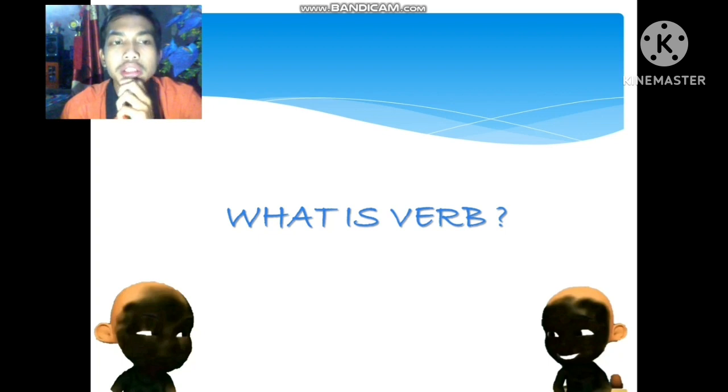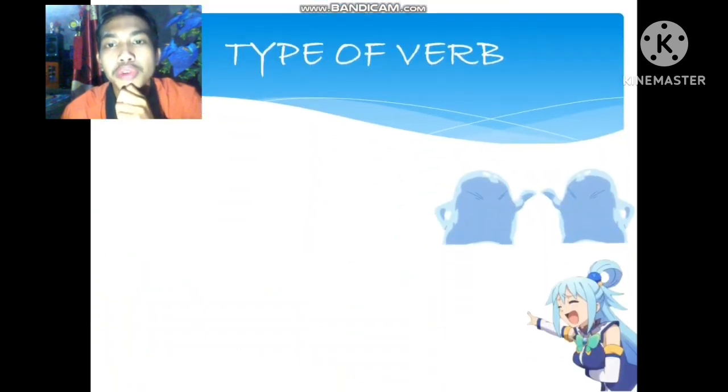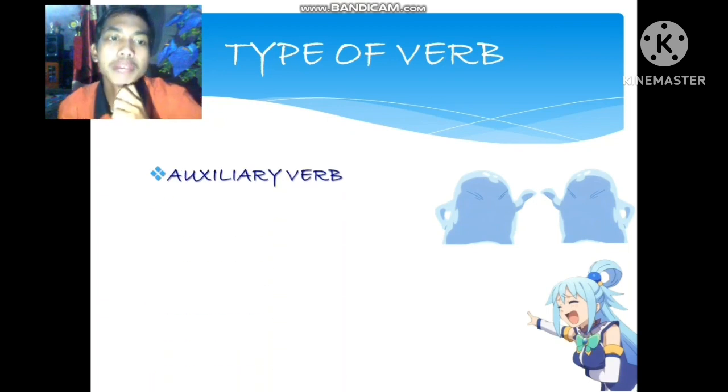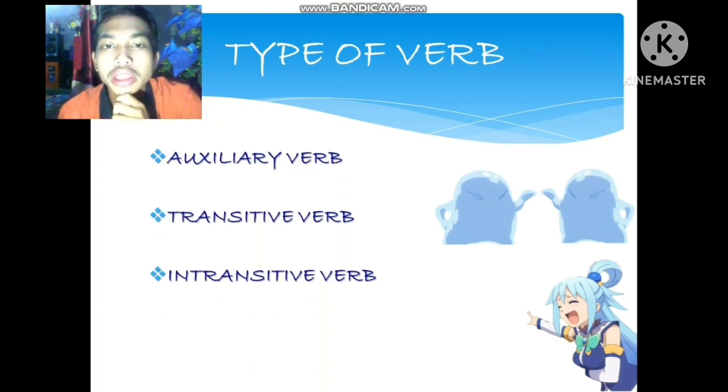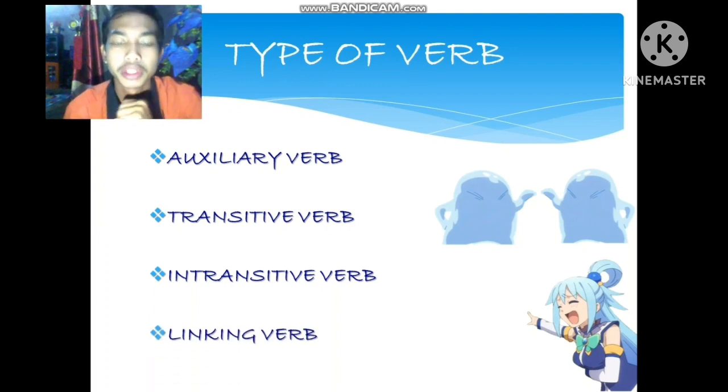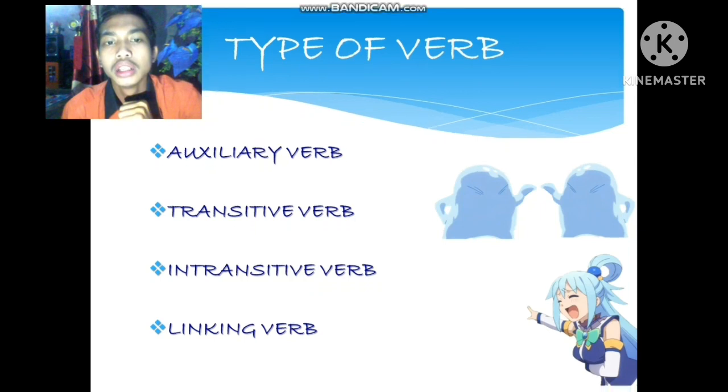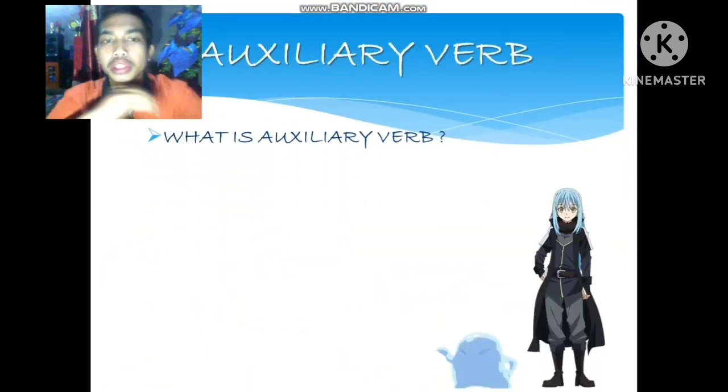We can split the model of verb into four types. The first type is auxiliary verb, the second is transitive verb, the third is intransitive verb, and the fourth is linking verb. The first is auxiliary verb.